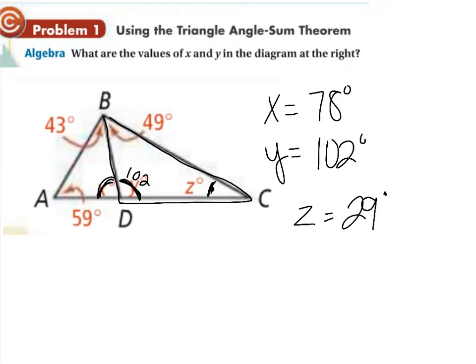Now you could have looked at that differently. You could have looked at the big triangle here, and you could have added these two together, so you would have known that angle, and then you had this 59, and then z would have been the missing piece over there. Would have got you the same answer either way.